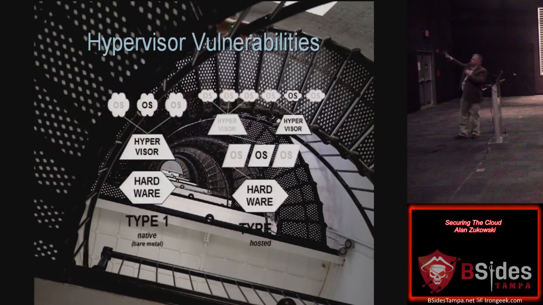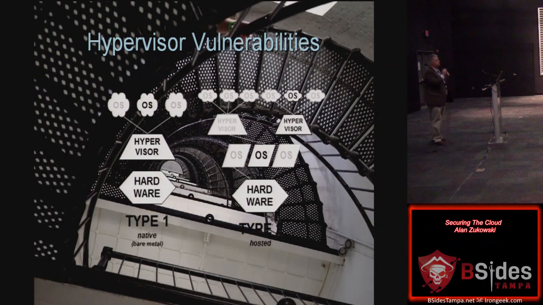So on this side, we have a type 1 deployment, and you have the hardware. You have the hypervisor, and you have the operating systems in the hypervisor. In a type 2 hosted, you have the hardware, you have OSs, then you have hypervisors, and then more OSs. And what I'm talking about when I talk about a backplane attack is just what I was describing. I attack this OS here, I get to that hypervisor, I'm able to tunnel.